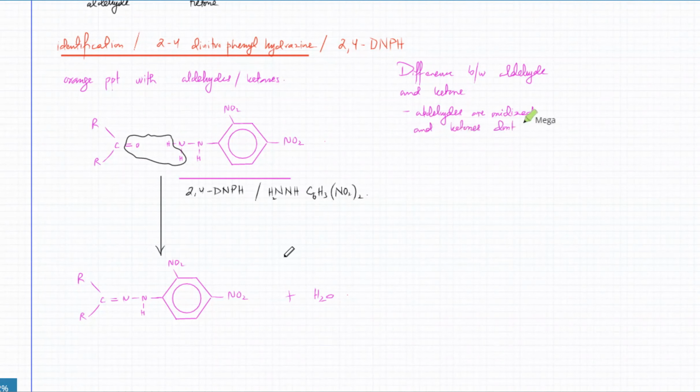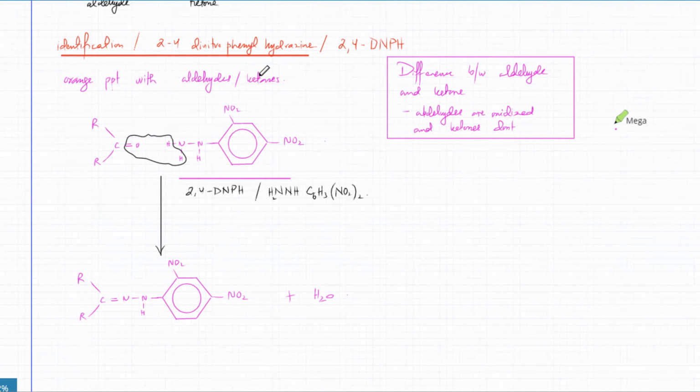And ketones they don't. So that's the major difference. When you're trying to identify an aldehyde or a ketone, the first step is you react it with 2,4-DNPH. If you get an orange precipitate, that's an aldehyde or a ketone. Then to differentiate between the two, one of them gets oxidized, the other one does not.